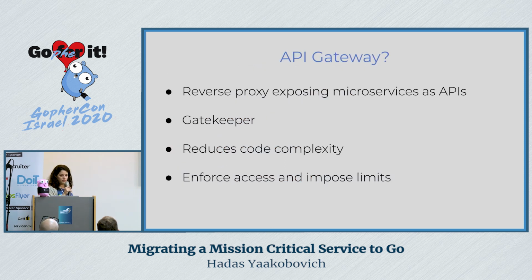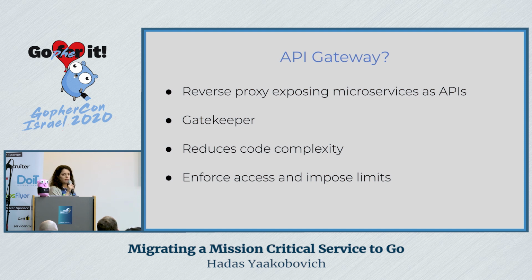So a little bit of context. API Gateway is the service we eventually migrated. An API Gateway is a reverse proxy which exposes microservices as APIs. As the name implies, it acts as a gatekeeper between clients and microservices and serves as a single point of entry to a system. It reduces code complexity by having a single, central, and manageable way to enforce access and to impose limits. Typical features of an API gateway might include authentication of a request, authorization, security policy enforcement, and throttling requests if necessary.